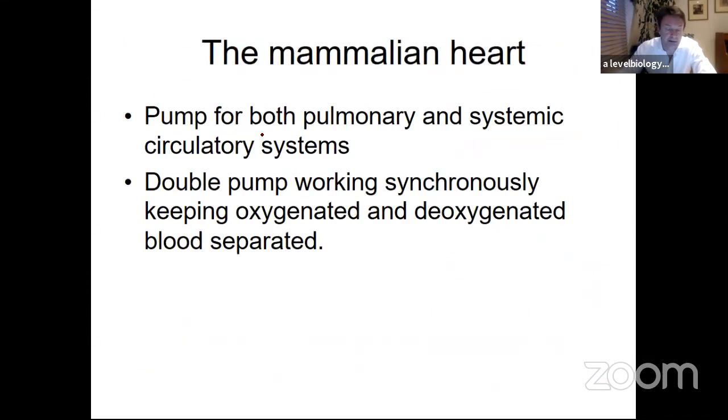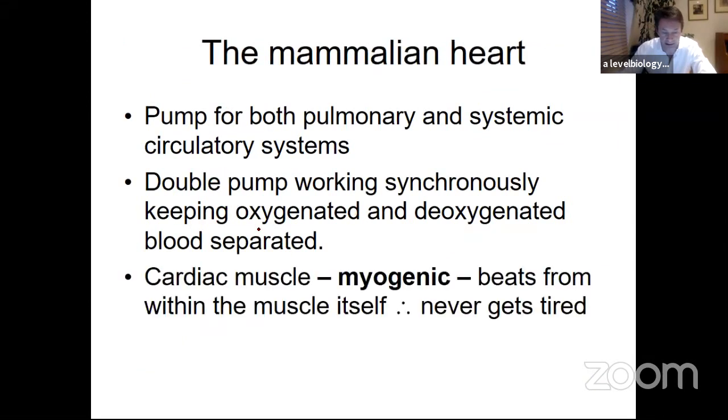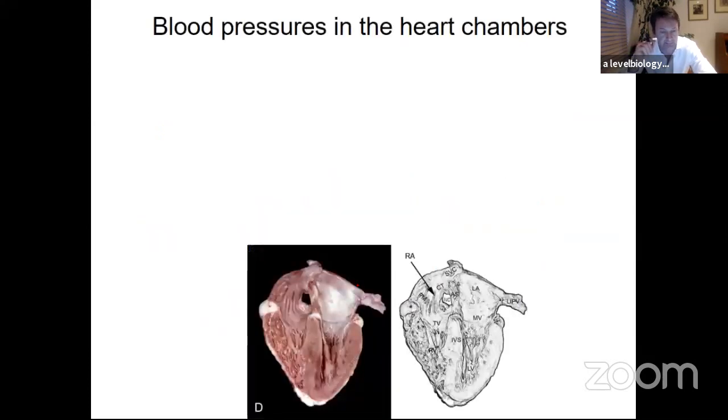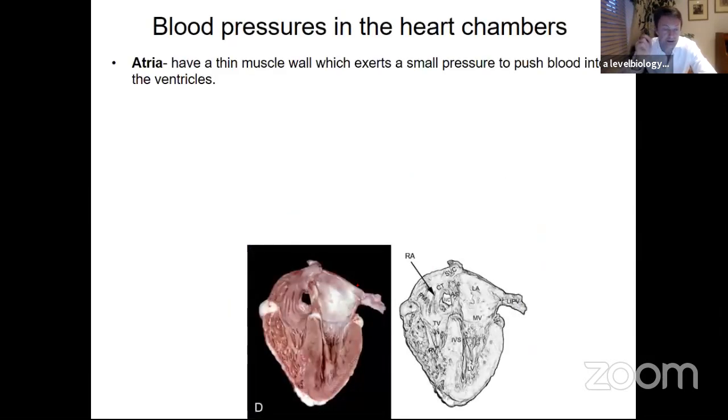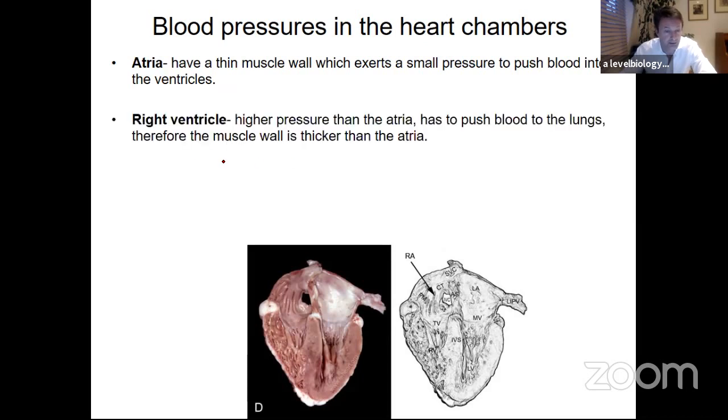So we've got the mammalian heart's a pump for both sides. The heart muscle is myogenic. That means the impulse to contract comes from the heart muscle itself, although it is coordinated by one part of the atrium, which we're going to look at later. The atria have a thin muscular wall, which exerts a small pressure to push the blood through to the ventricles, and it pushes through the atrioventricular valve, which is already open when it contracts, and we'll look at that in a moment.